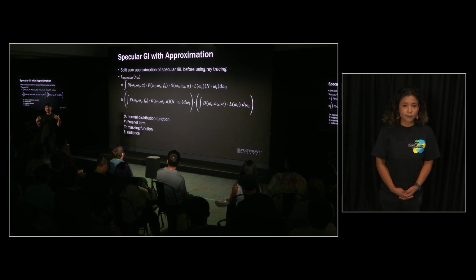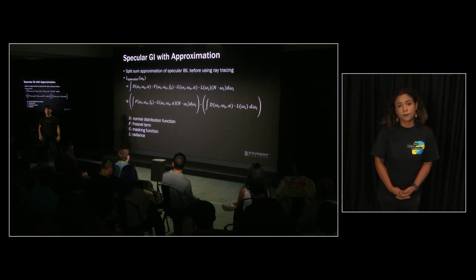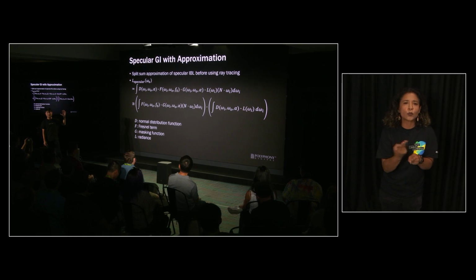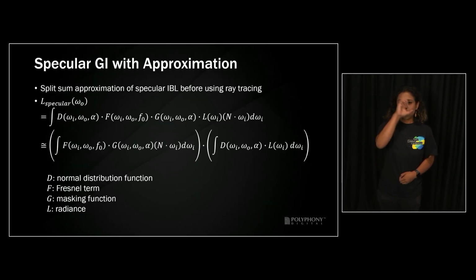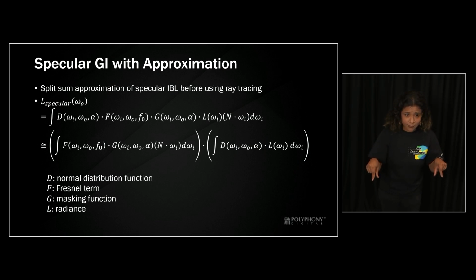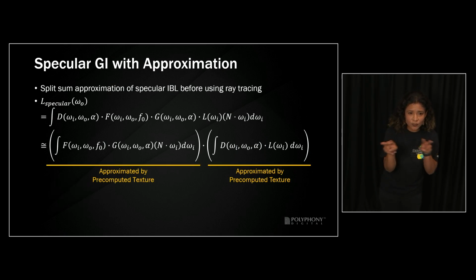Next, let me explain how we use ray tracing for the specular GI calculation. Here is a split sum approximation we use for specular GI IBL calculations before using ray tracing. It's a method to separate and approximate the integral of the rendering equation into a multiplication of two integrals. This is often used in real-time rendering. Each integral is computed quickly by fetching pre-computed textures.